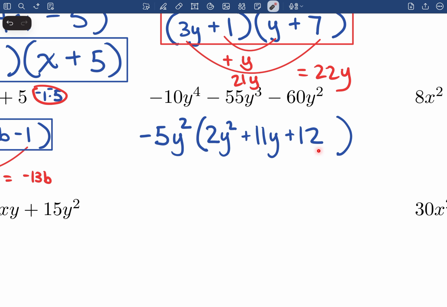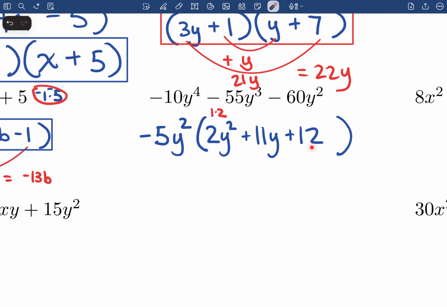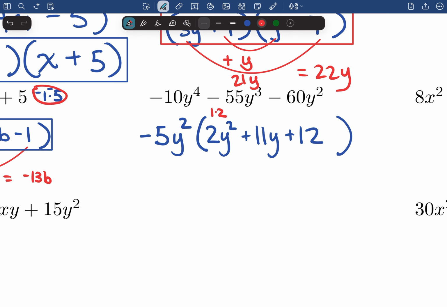Now, this stuff left inside, that is a trinomial that we could possibly factor. Let's see if we can factor it. Now, it has an a value that's greater than 1. Its a value is 2. So I'm going to list all of the factors of the a value. So I'm going to put them in red here, 1 times 2. And then all the factors of the constant of 12, right? So setting this up, giving myself a little space. 1 times 12, 2 times 6, 3 times 4. These are all the factors of 12.